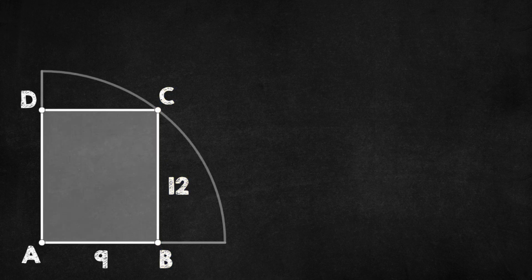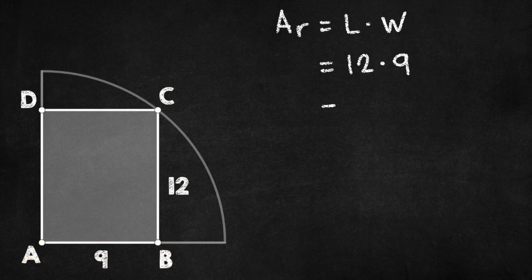Now we can solve for the area of the rectangle. The formula is length times the width. Substitute the length as 12 and the width as 9. Now 12 times 9 is 108. So the area of the rectangular portion is 108 square units.